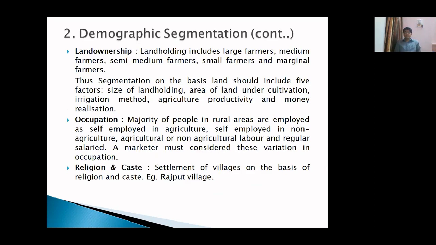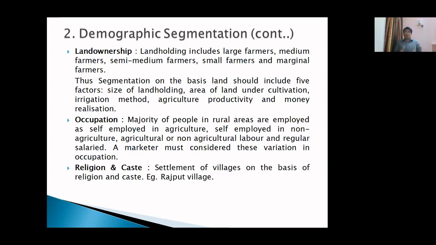Land ownership. It includes land holding: large farmer, medium farmer, semi-medium farmer, small farmers, or marginal farmers. Thus, the segmentation on the basis of land should include five factors: size of land holding, area under land cultivation, irrigation method, agriculture productivity, and money realization.